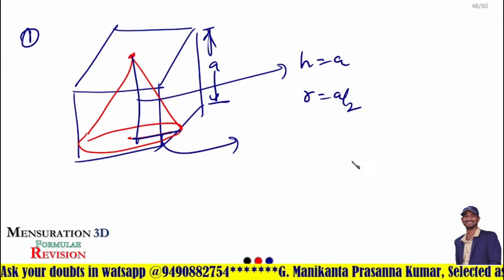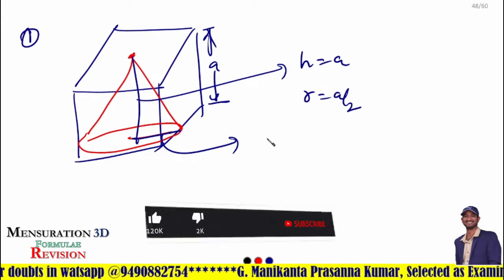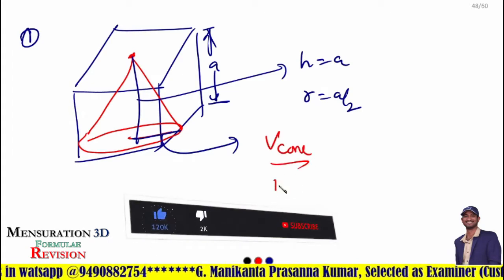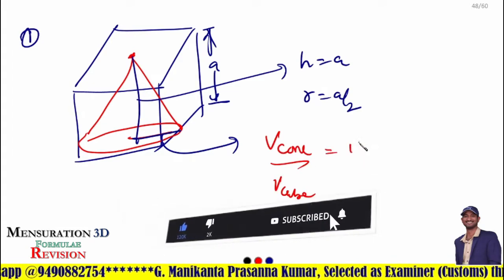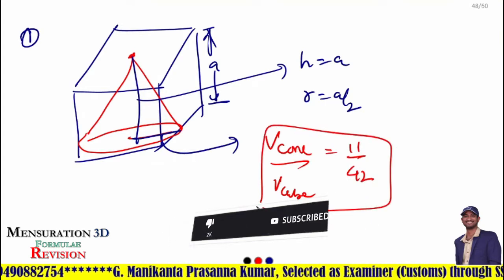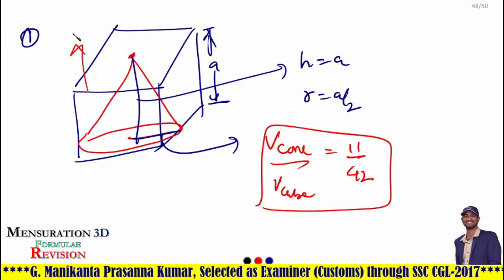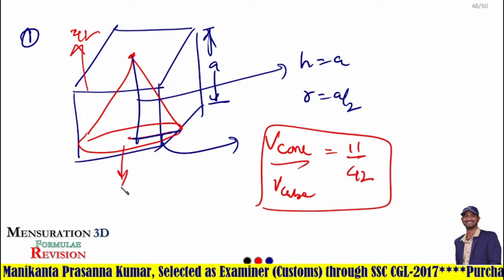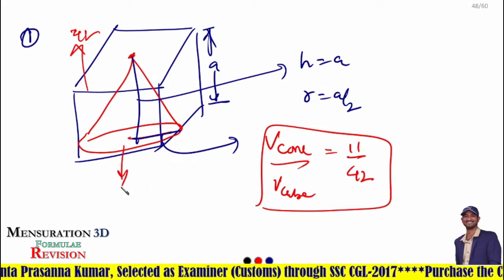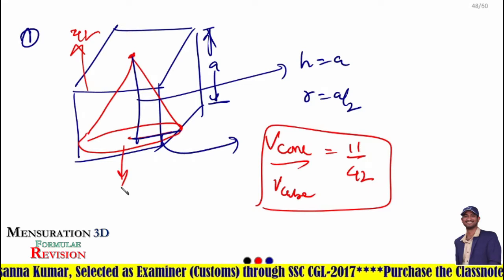These are the dimensions. And while coming to the maximum volume of the cone, volume of the cone to volume of the cube is equal to 11 by 42. These ratios are very important. That means if cube represents 42 parts, then cone represents just 11 parts. Okay.